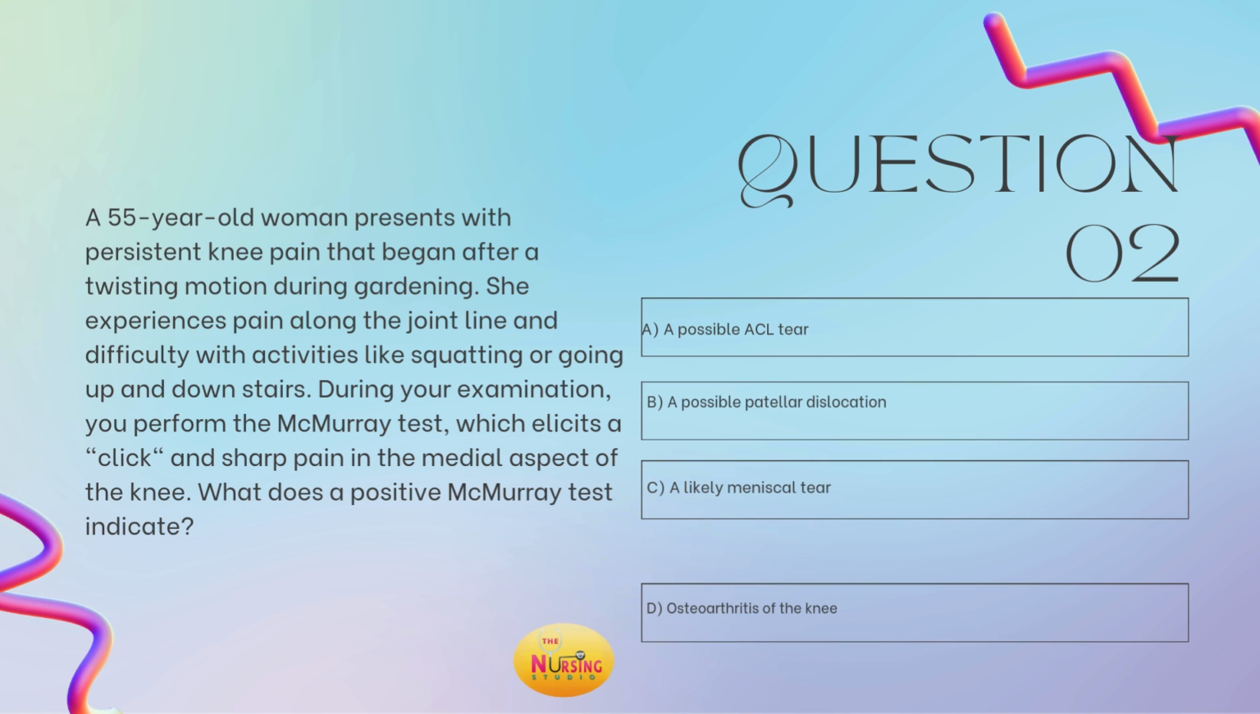Question number two: a 55-year-old woman presents with persistent knee pain that began after a twisting motion during gardening. She experiences pain along the joint line and difficulty with activities like squatting or going up and down stairs.